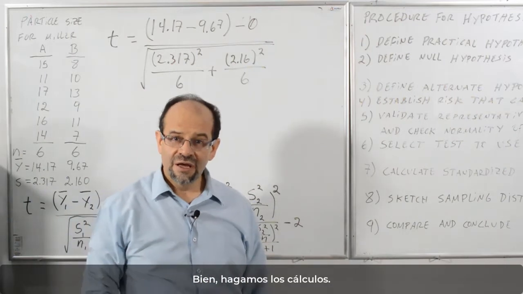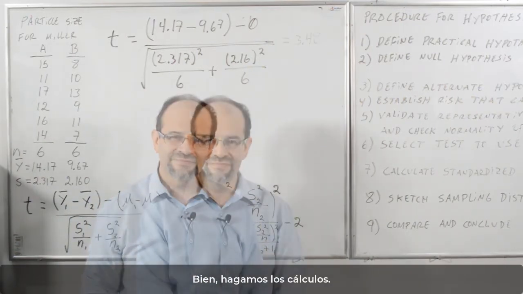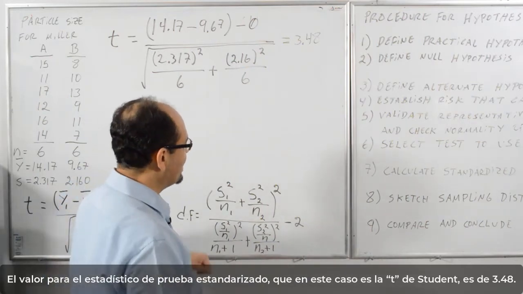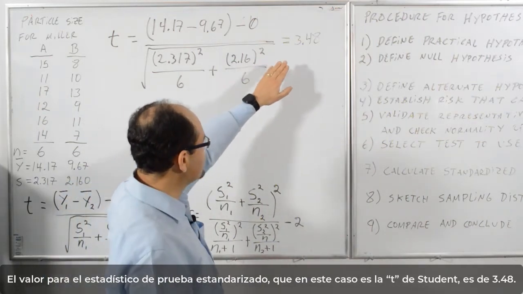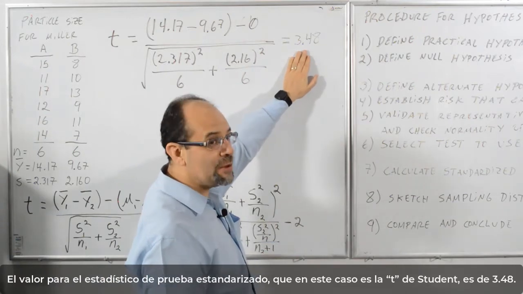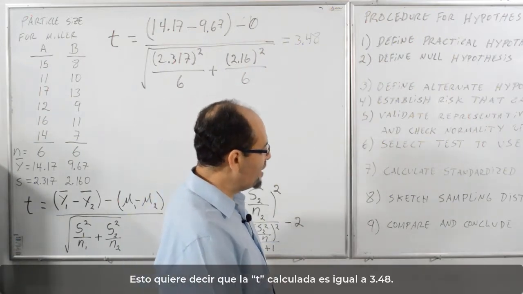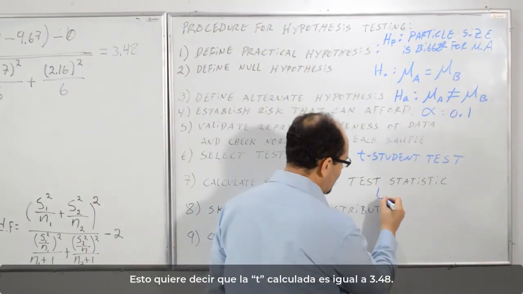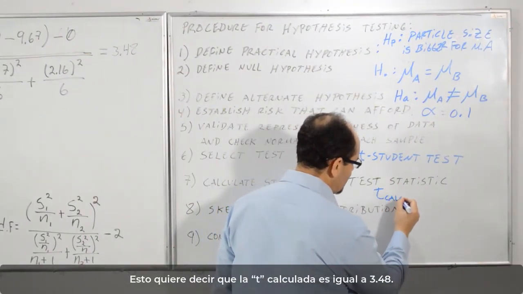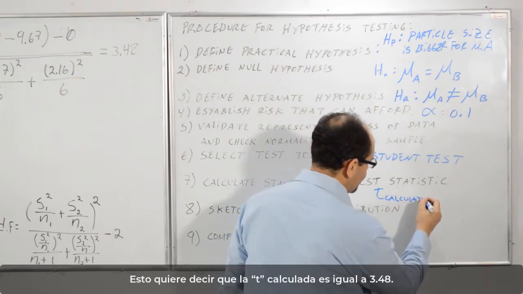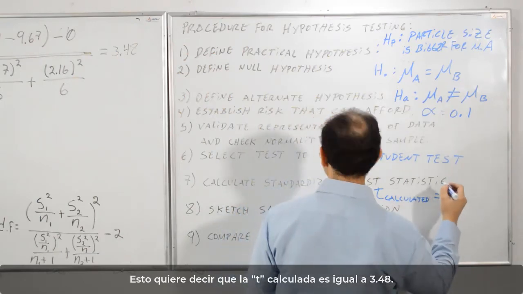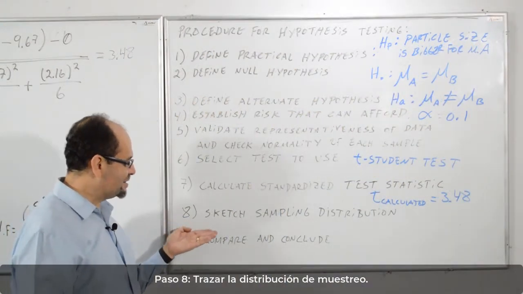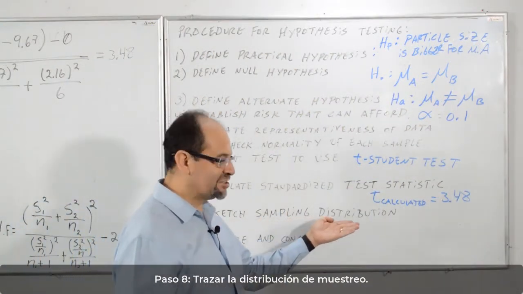Okay, let's do the calculations. The value for the standardized test statistic, in this case the t-student test, is 3.48. Then that means that t calculated, the standardized test, is equal to 3.48. Next step, 8, sketch the sampling distribution.